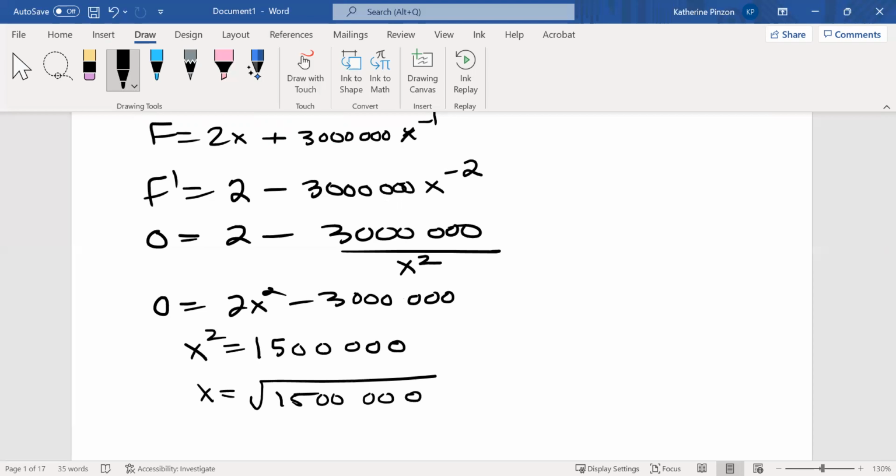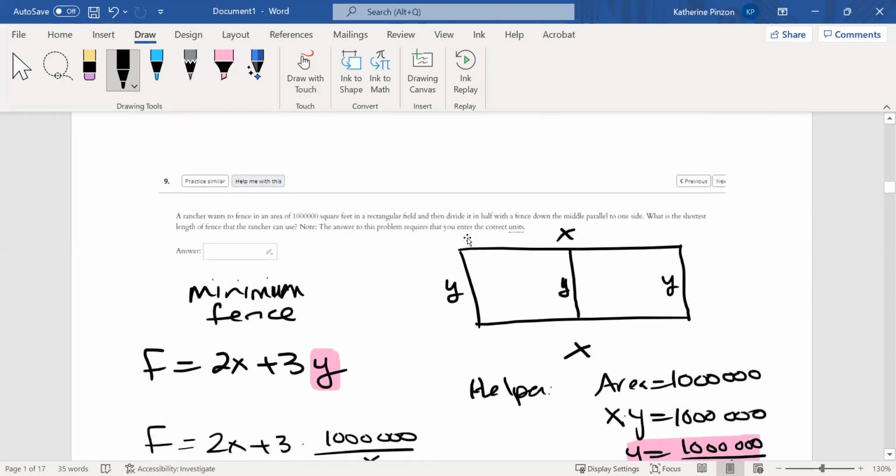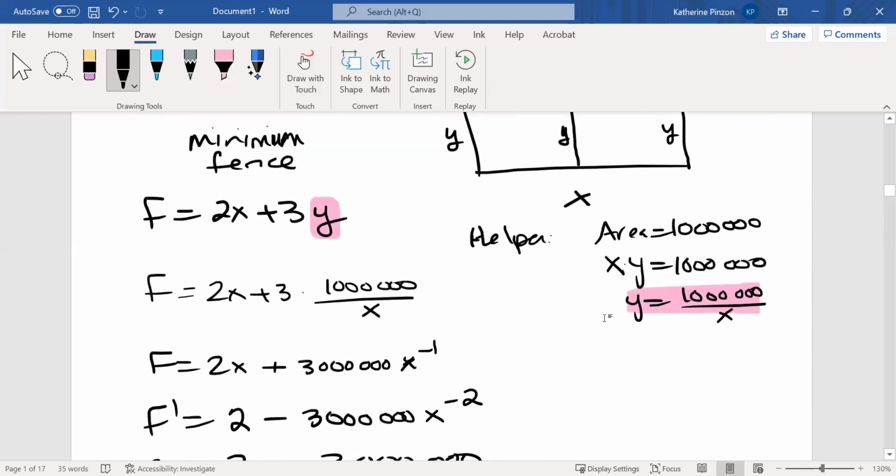Not my answer though, right? Because my answer said how much fence do you need. So I know that this side here is going to be square root of 1.5 million. What are my units on this side? Feet. So square root of 1.5 million feet. To find the total amount of fence, I need to know the fence value. So I'm going to take that value for x, and plug it into that fence equation.